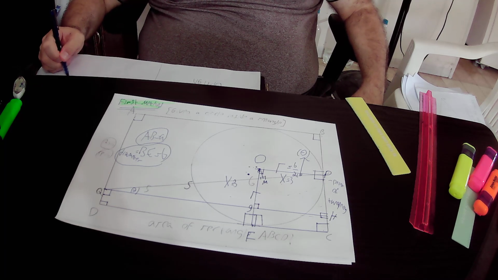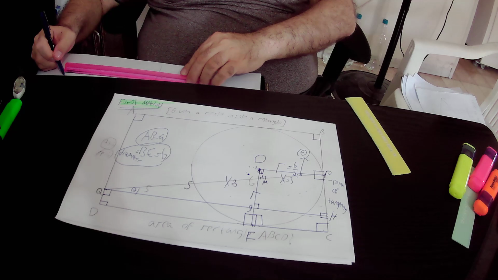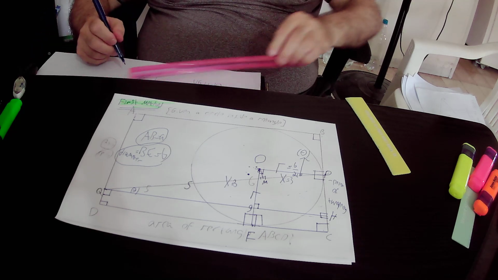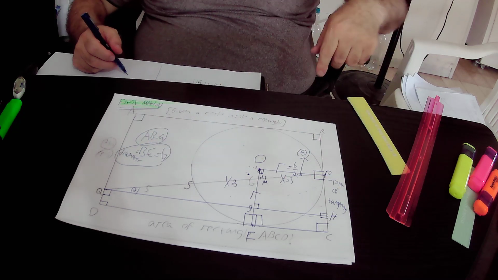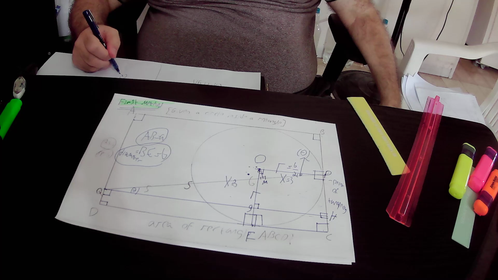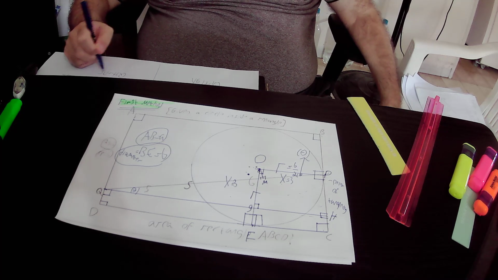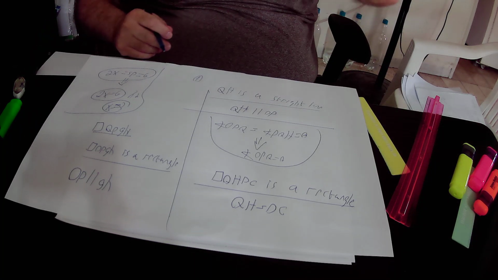But we know that the opposite sides of a rectangle are equal to each other. That is to say, QH is equal to DC. In rectangle QHDC, QH must be equal to DC.